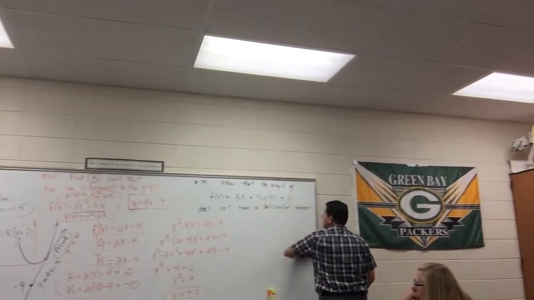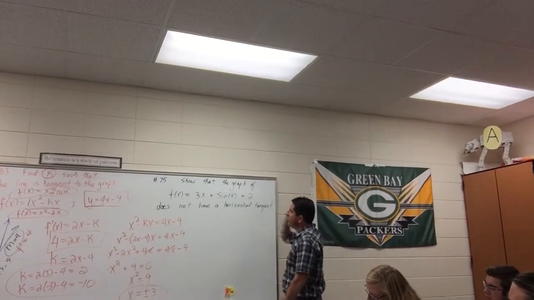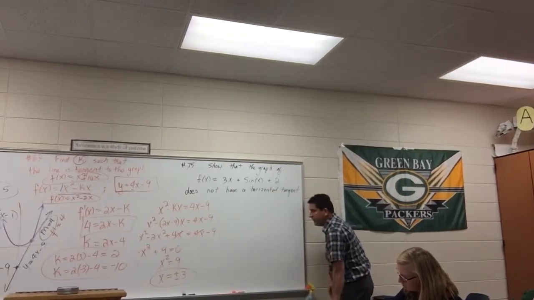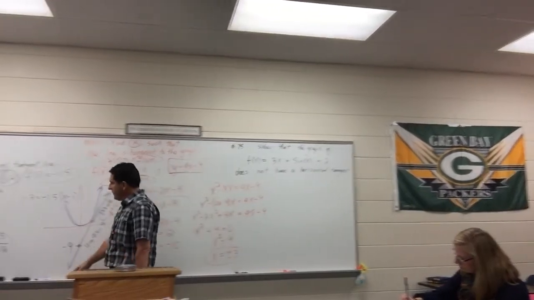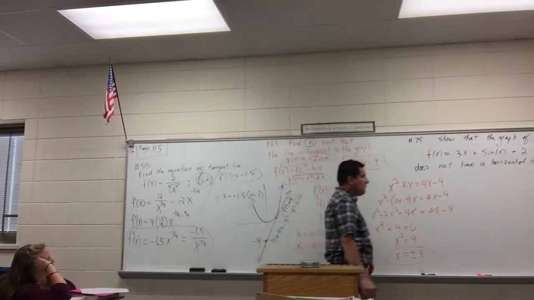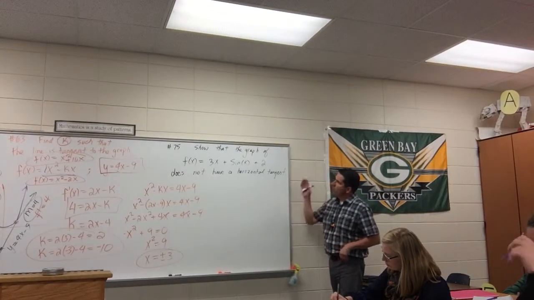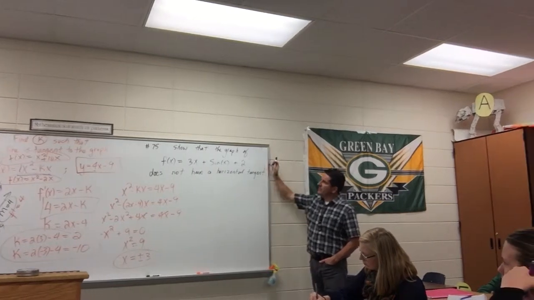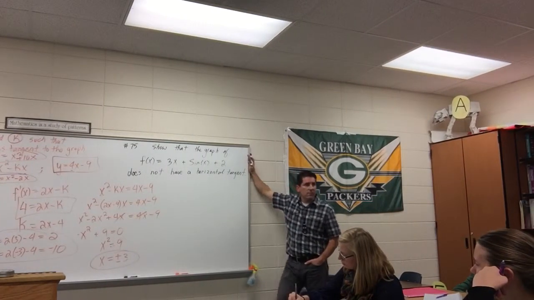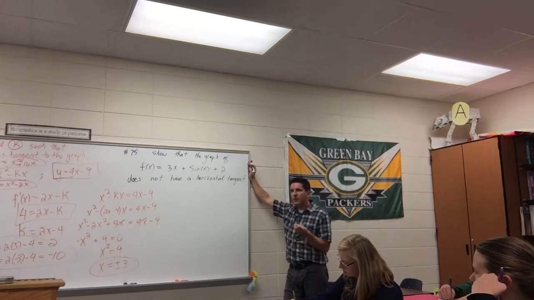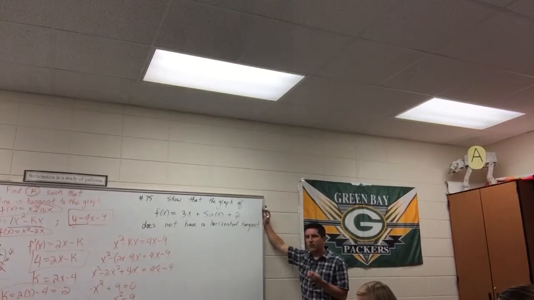Number 75 says, show that the graph of this thing does not have any horizontal tangents. I need an algorithm here. Algorithm is a term that we use in computer science. An algorithm is just a plan. I need a plan. What has to be true if this thing does not have any horizontal tangents? What does that really mean? What is going to prove it by using the math?